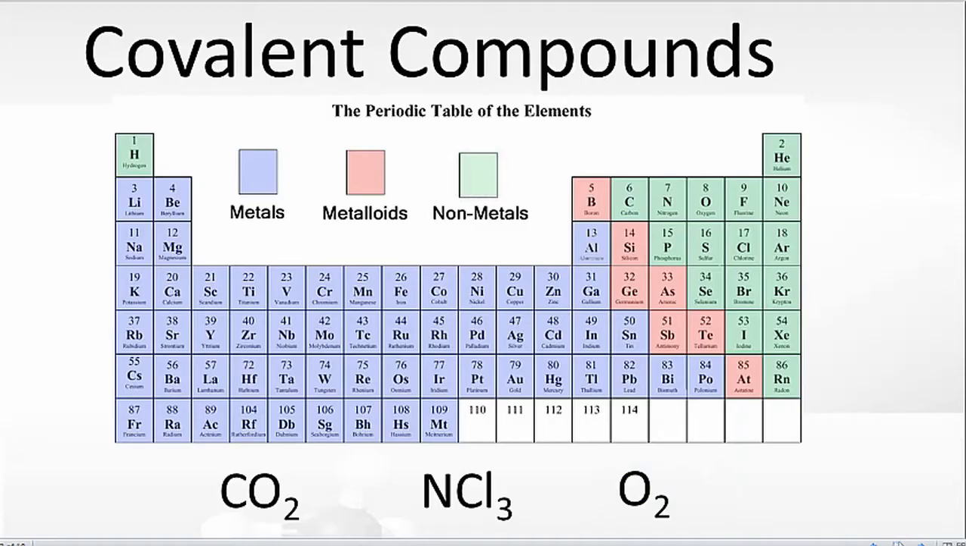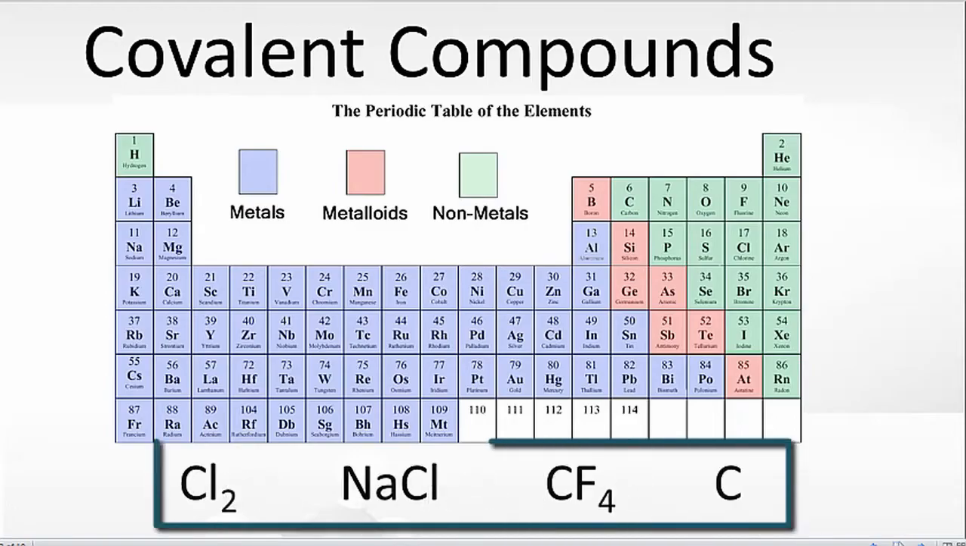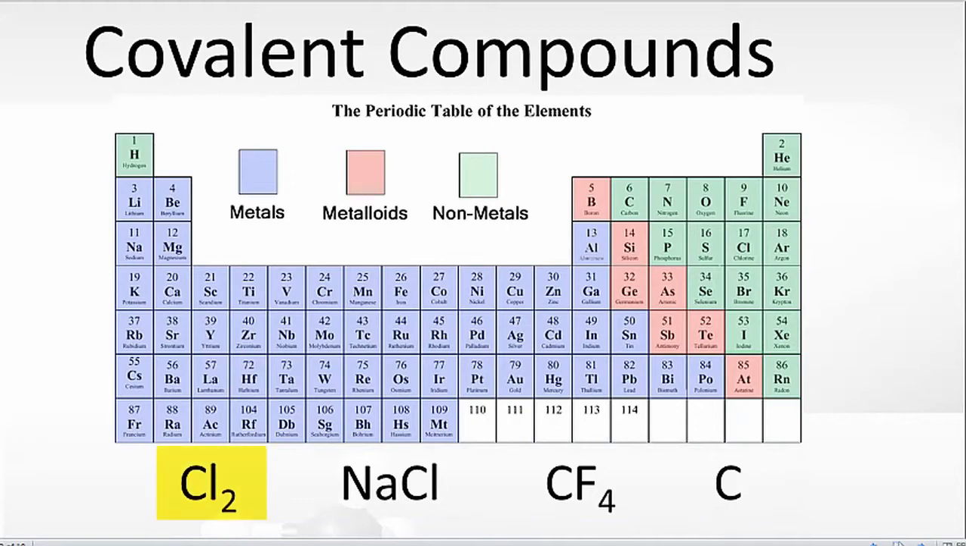So give this a try. Pause, and then try to figure out which of these compounds are covalent. So Cl2, that's made up of two nonmetals bonded together, so that's covalent. When we look at NaCl, we see right away that Na is a metal, and that can't be covalent. CF4 is covalent, and then, well, for carbon, just the C there, there's only one nonmetal, so it's really not a compound, it's just an element. So there's no bond, and there's no covalent bond.